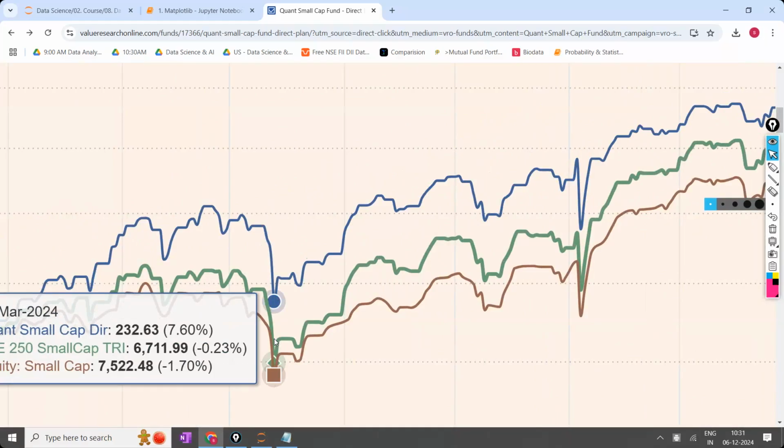232.63. Green value is 6711. Red value is 7522. Assume this is your buying price. Assume it is your buying price: 232.63, 6711.99, 7522.48. This is your buying price value.